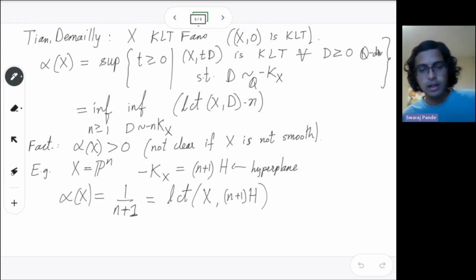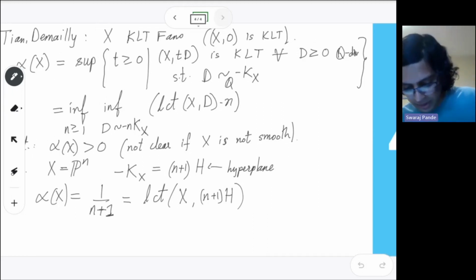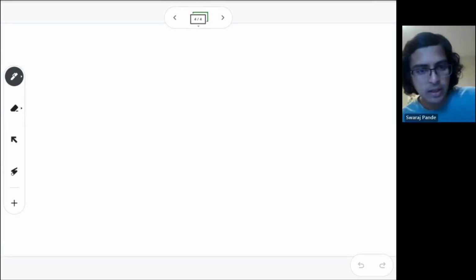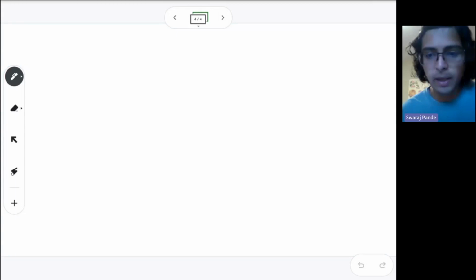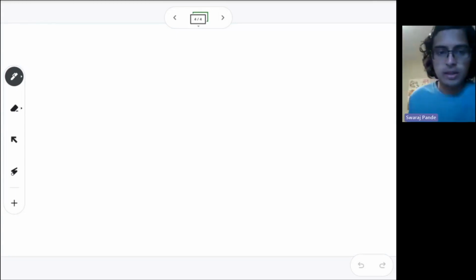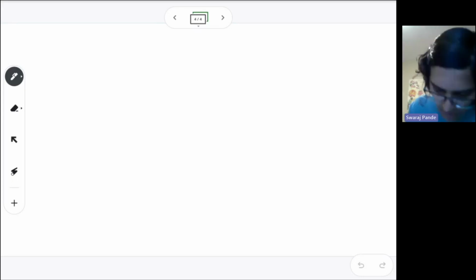So next we'd like to define an invariant in characteristic p, something that uses the Frobenius map. The idea is we'll preserve mostly the definition, but we'll replace KLT with a different notion called global F-regularity.